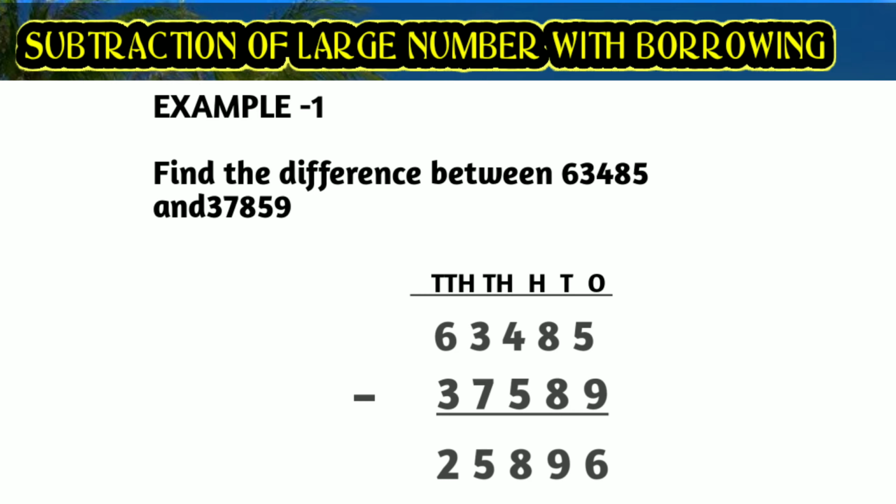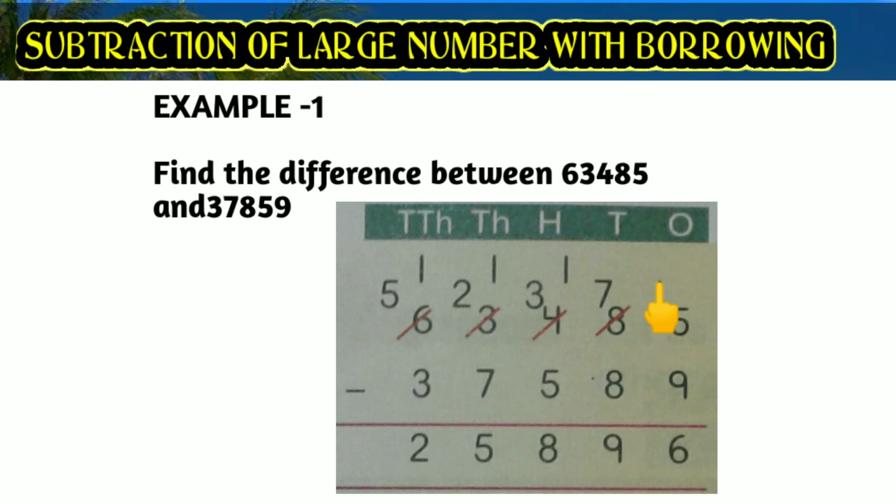Subtract ones. Here we cannot subtract 9 from 5 because 9 is greater than 5. In that case, we should borrow 1. Where? From the tens of the first number, that is from 8. Now 5 becomes 15. Now we can deduct 9 from 15. So 15 minus 9 is equal to 6. Now we write 6 under the ones column.